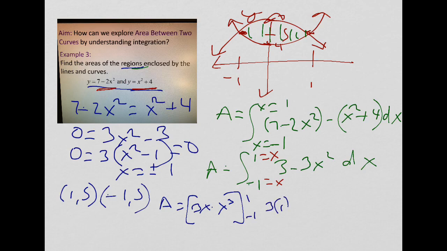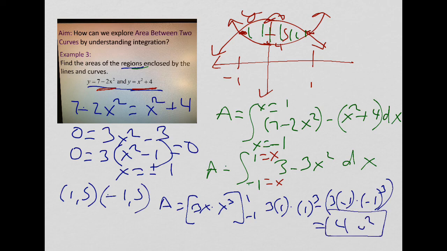Okay, so now when we integrate this, because it's just really one expression here. Okay, 3 times 1 minus 1 cubed minus 3 times -1 minus -1 cubed. We end up with 4 square units. So that was our area between our region. Okay, and you should be good to go. Let me know if you have any questions. Good luck.